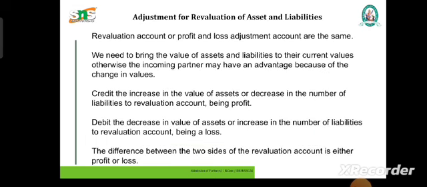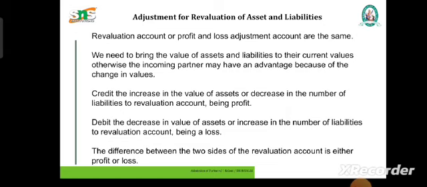Revaluation account or profit and loss adjustment account are the same. We need to bring the value of assets and liabilities to their current value, otherwise the incoming partner may have an advantage because of the changes in values.